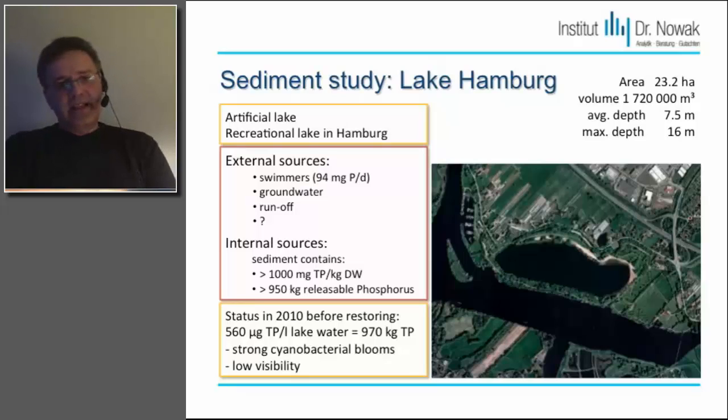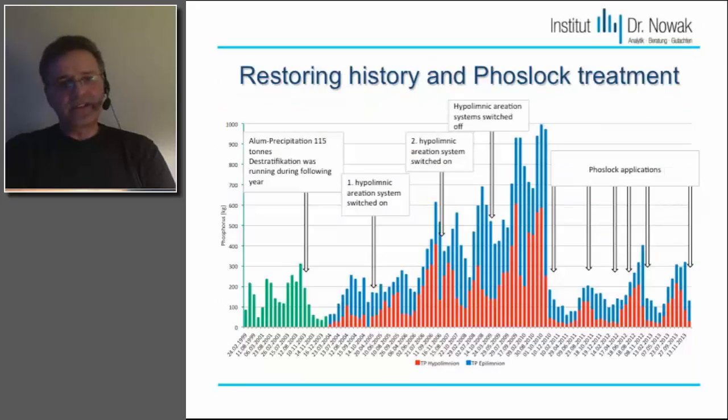This lake has a long restoration history. In the beginning, the lake was destratified, but that couldn't hinder the phosphorus concentration from increasing. Then they started an alum precipitation with 115 tons of alum to get a reduction of phosphorus, but that lasted only half a year, and then the phosphorus concentration increased as well.